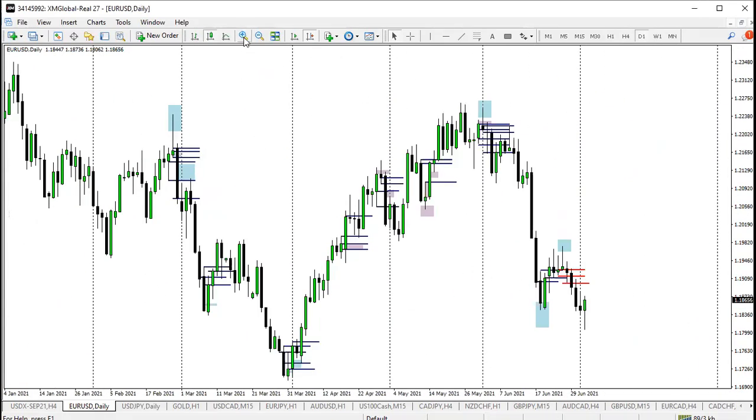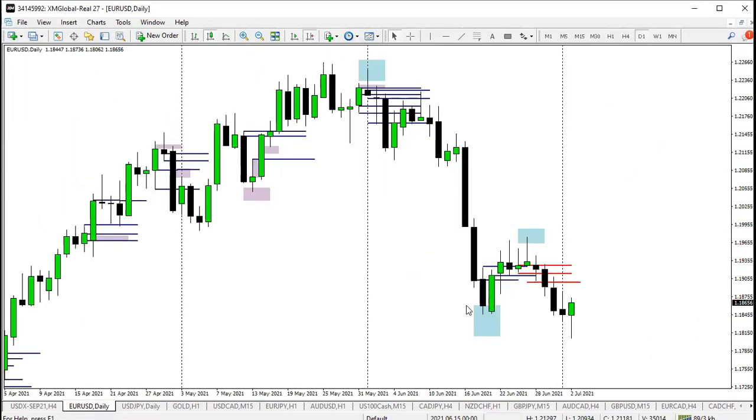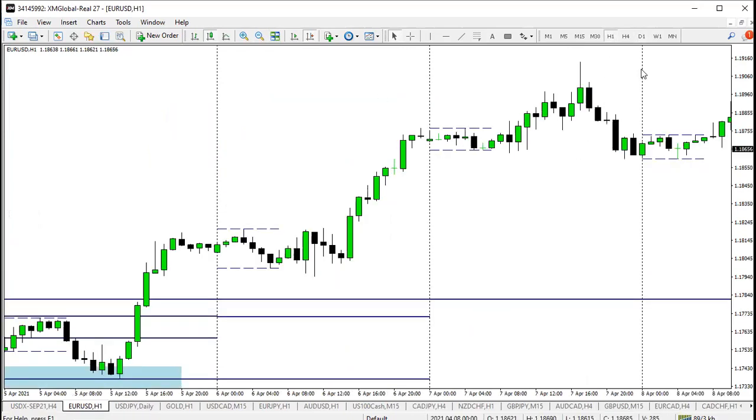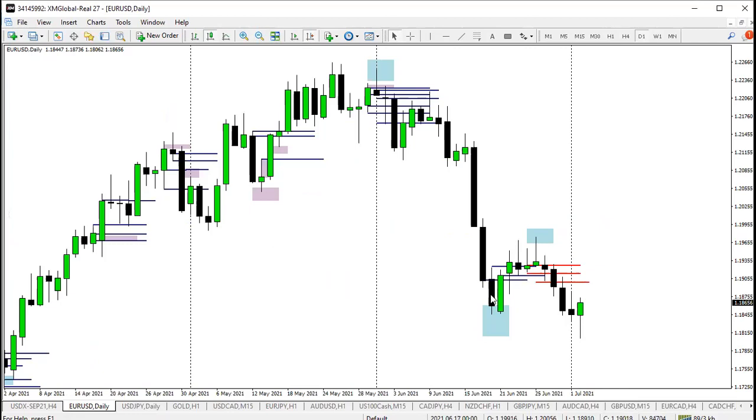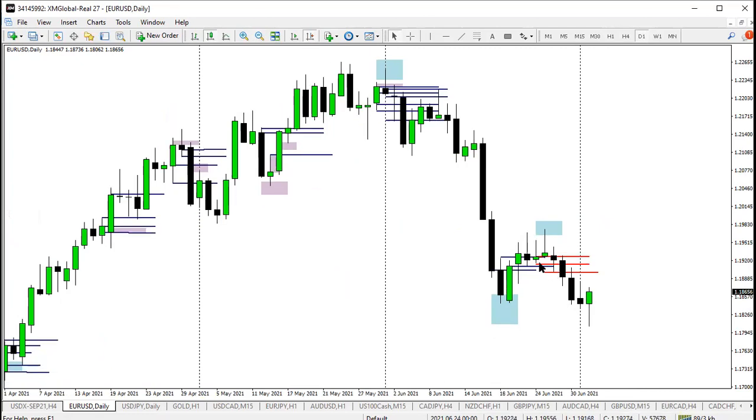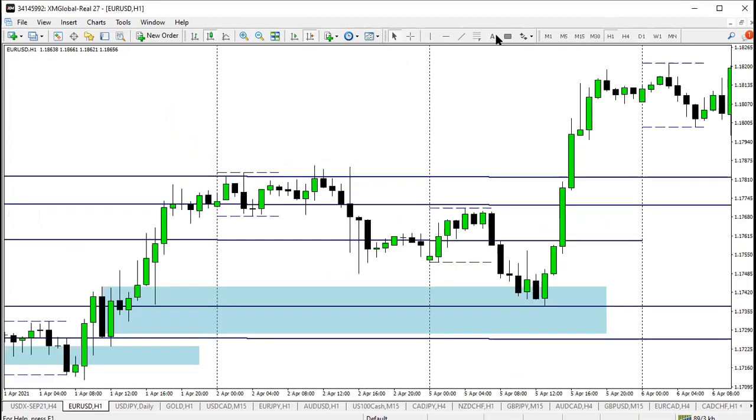And the last 2 examples, this applies to almost all the pairs. 1, 2, 3, you mark the levels. Okay, let me just show you both of them so that I don't have to come back. 1, 2, 3, you mark the levels. Also this one here, 1, 2, 3, you mark. So the first one is marked by blue. This swing high is marked by red. So let's go to 1 hour.